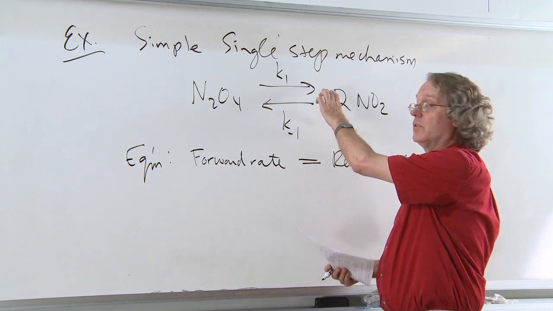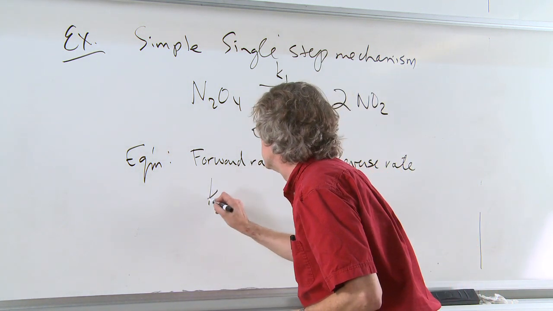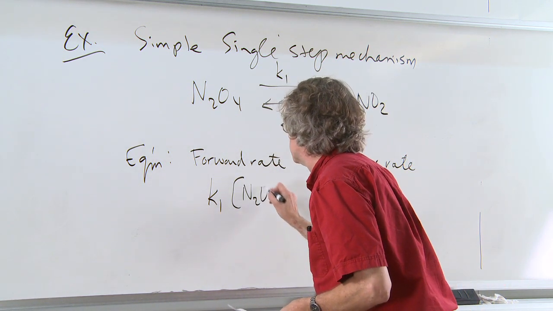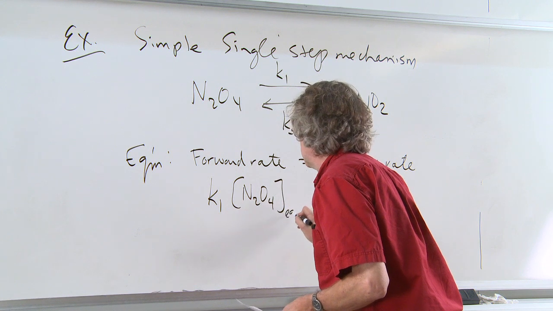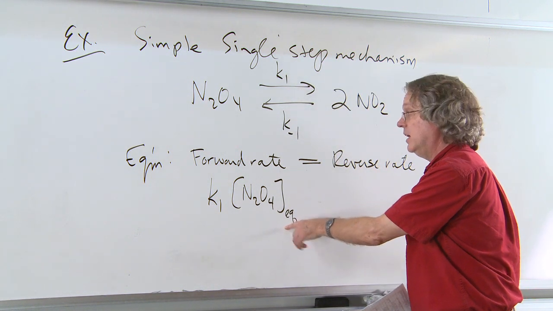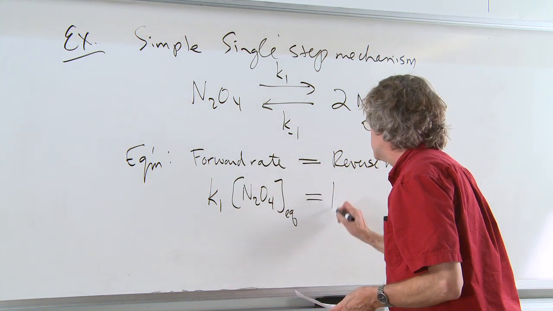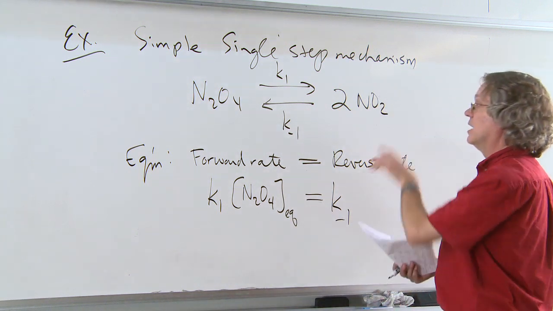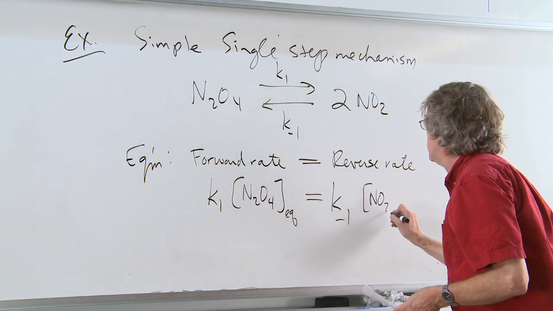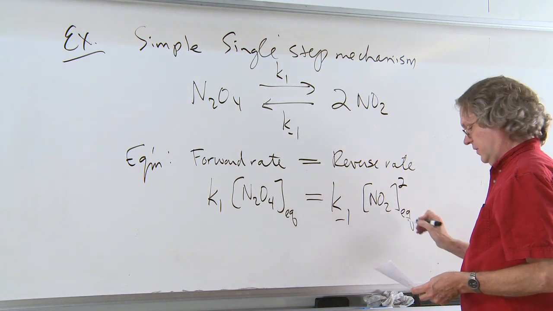And for individual steps in a mechanism, individual elementary steps, we know how to write those rates in terms of the rate constant and the concentrations of the reacting species. I'm going to put a little equilibrium down here because this is going to hold at equilibrium. If you're not at equilibrium, one or the other of these rates can be faster than the other. So this has to be equal to k to the minus 1 times the rate in the opposite direction. And because there's two NO2 molecules coming together in that direction, we have to square the concentration.